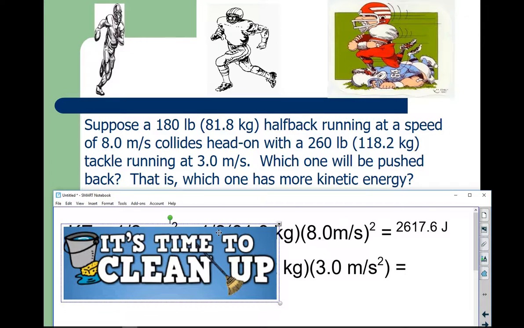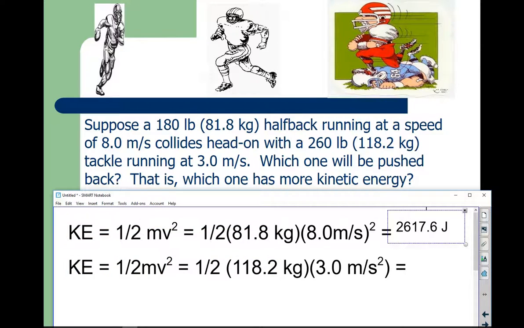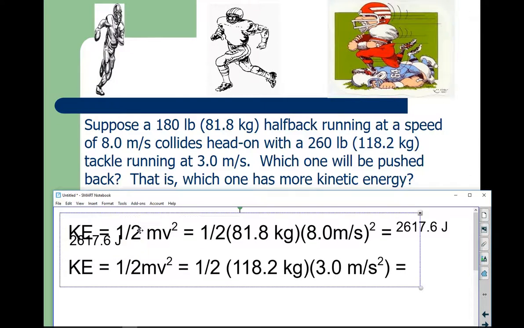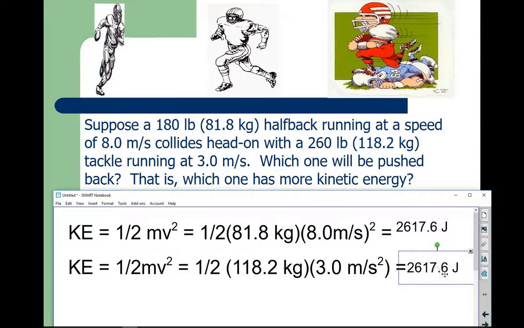All right, what do we get for the bottom one? It's not this number. 531.9. Okay, so we can see the top one, even though he doesn't weigh as much, is going to have more force. And so he's going to push back the bottom one, if we've got our numbers right.